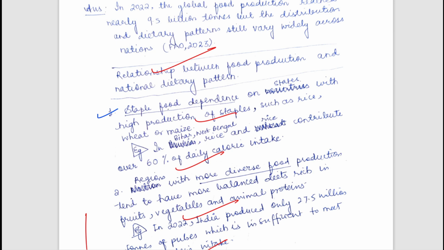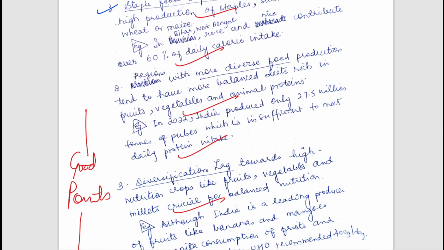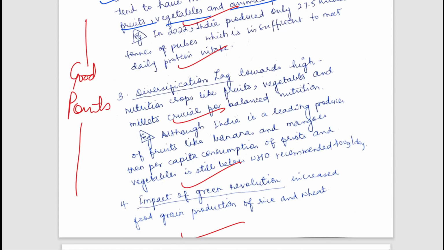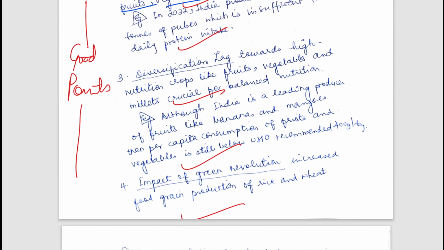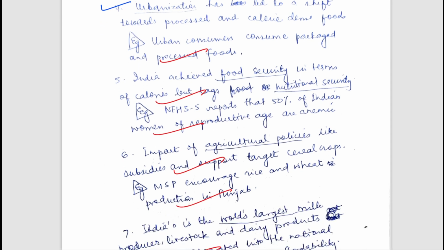So generally their dependence is on staple food. Regions with more diversified food have been mentioned, in which we can diversify the food with fruits, vegetables, animal proteins. Diversification lacks towards high nutritional crops. Impact of the green revolution has been mentioned. So, well written points, you can simply pause and read it. Urbanization has been mentioned. How India achieved food security has been mentioned.